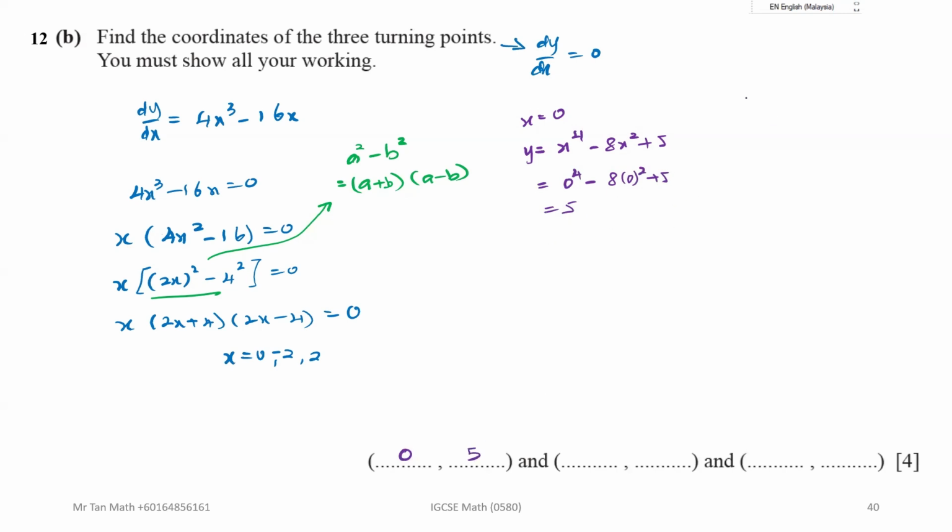Next, when x equals 2, okay, so y equals 2 to the power of 4 minus 8 times 2 squared plus 5. So equals negative 11. Okay. Then x equals negative 2. Your y is equal to negative 2 to the power of 4 minus 8 times negative 2 squared plus 5. You should get the same answer. So if 2 is negative 11, negative 2 is also negative 11.